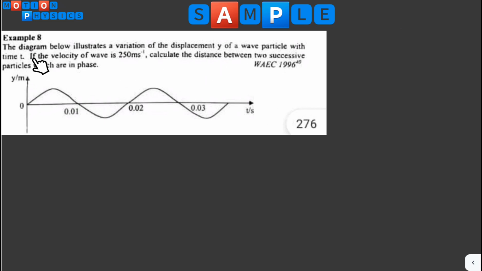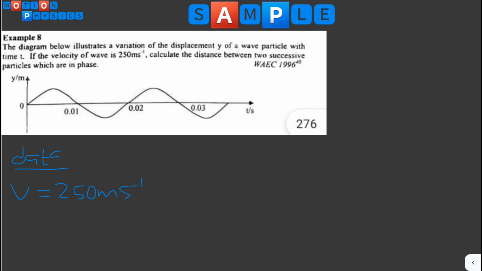If the velocity of the wave is 250 meters per second, so I would say data v equals 250 meters per second. Calculate the distance between two successive particles which are in phase.